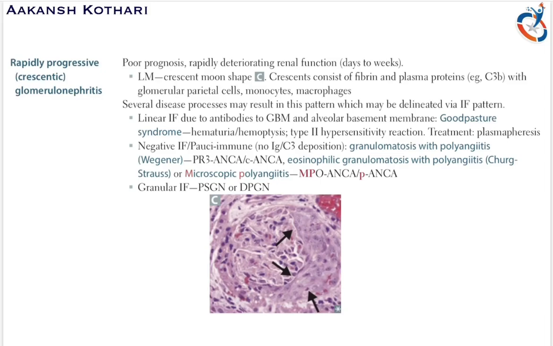So what do we see in light microscopy? Deposition of fibrin and plasma protein which appears as a crescent moon shape.